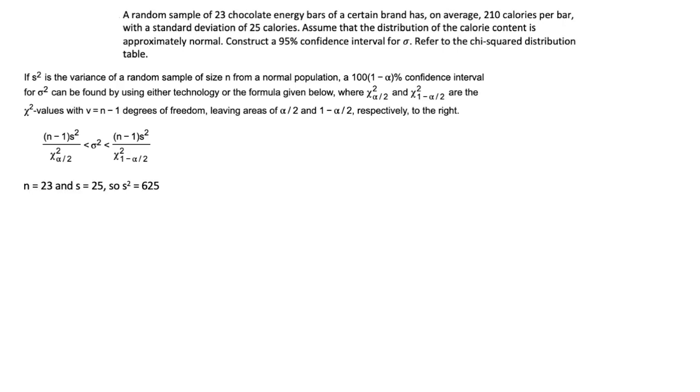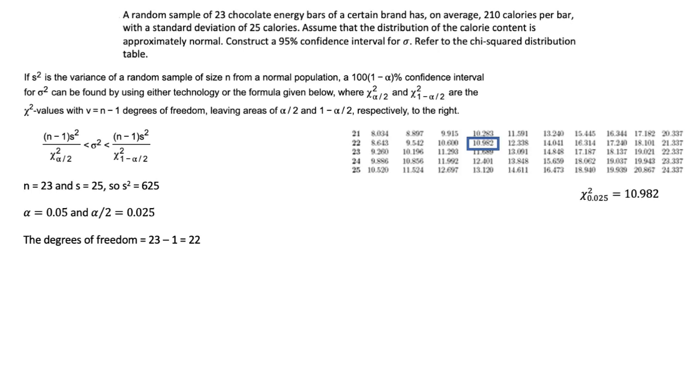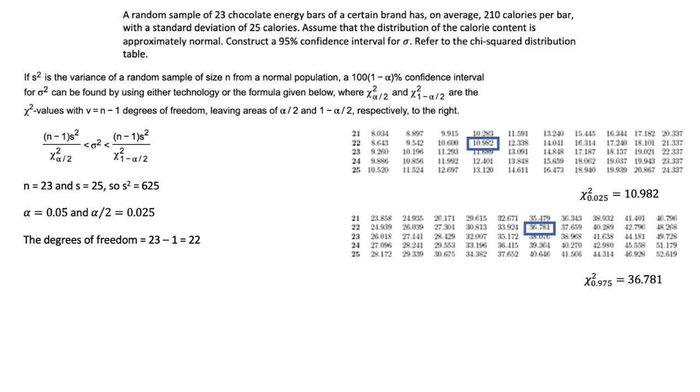So in our case, we have n is equal to 23, s is 25, which means s squared is 625. Alpha is 0.05, so alpha over 2 is 0.025. The degrees of freedom would be 23 minus 1, which is 22. So chi-squared, in this case, would be 10.982, and chi-squared for the other end would be 36.781.